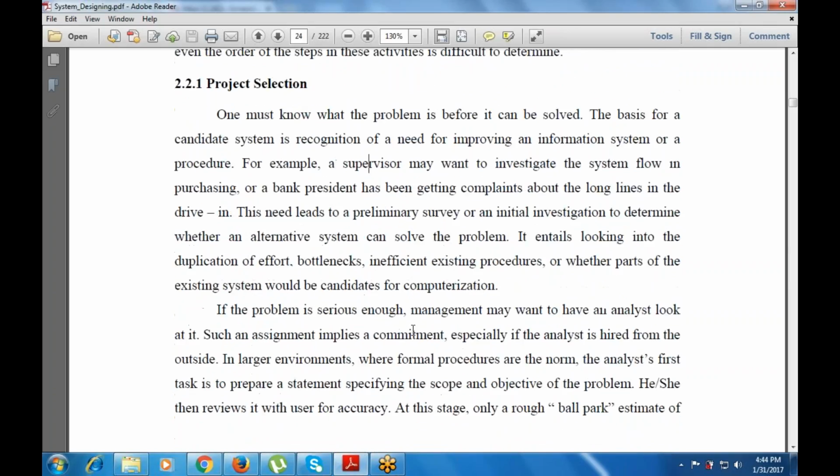If the problem is serious enough, management will want to have an analyst look at it. That implies a commitment, especially if the analyst is hired from the outside. In larger systems where formal procedures are the norm, the analyst's first task is to prepare a statement specifying the scope and the objective. What is the main scope and the main objective of the problem? He or she then reviews it with the user for accuracy.